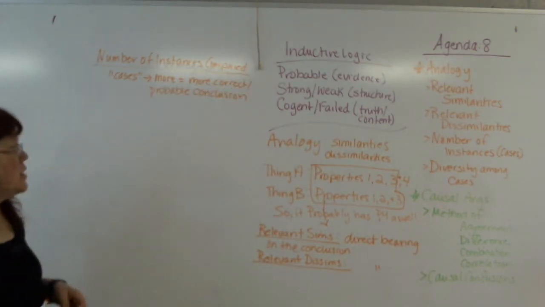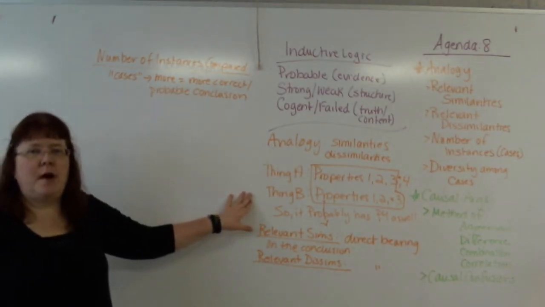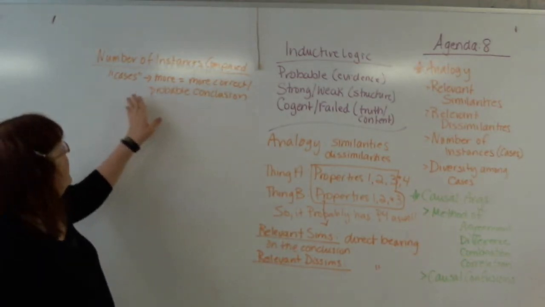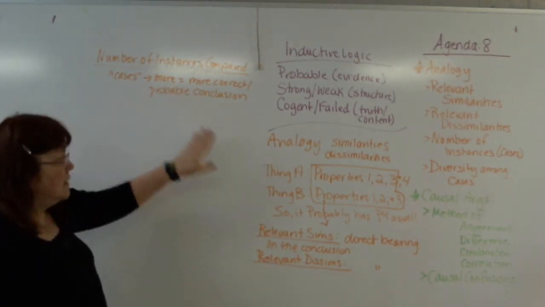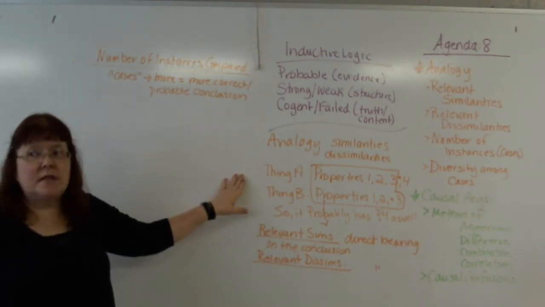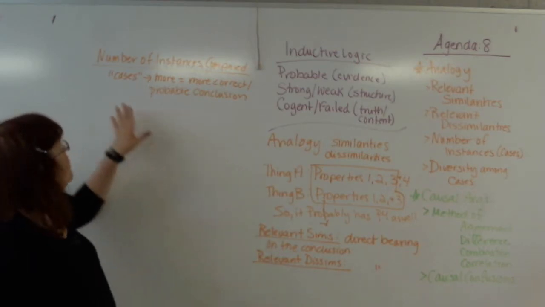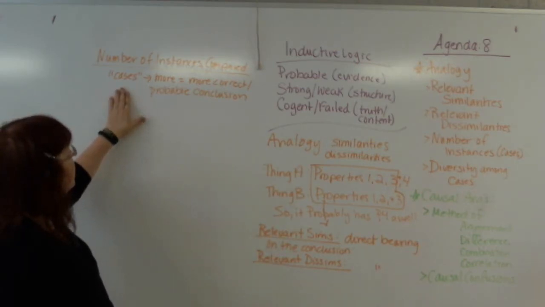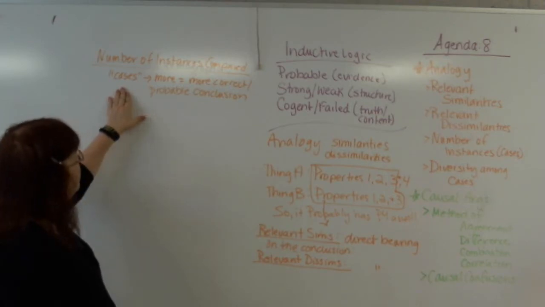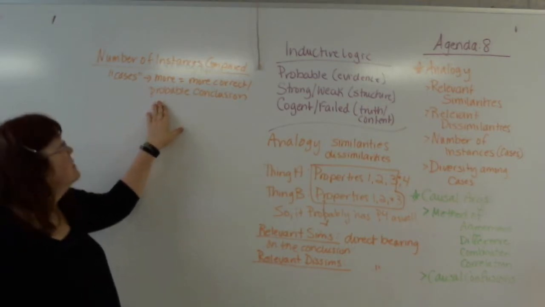Say thing A and thing B have 27 relevant properties. That's a lot. And 27 means that number 28, if it's relevant to those other ones, is probably true. So we want to figure out how many cases and how many properties we're comparing, and the more we have, the better our conclusion can be.